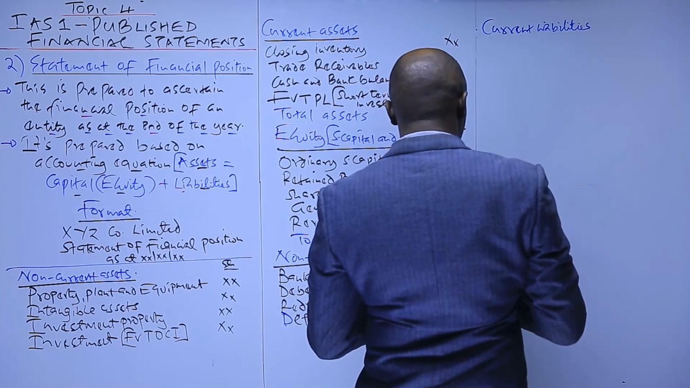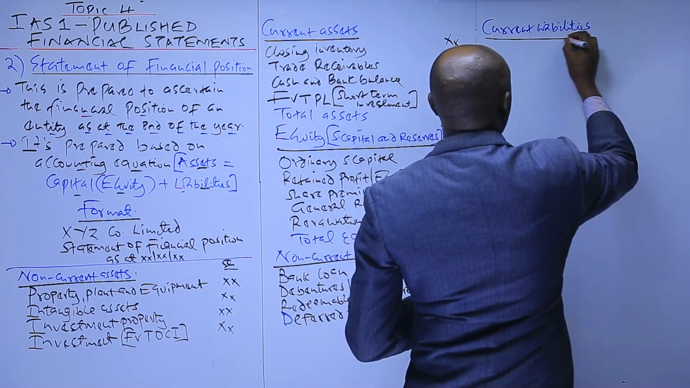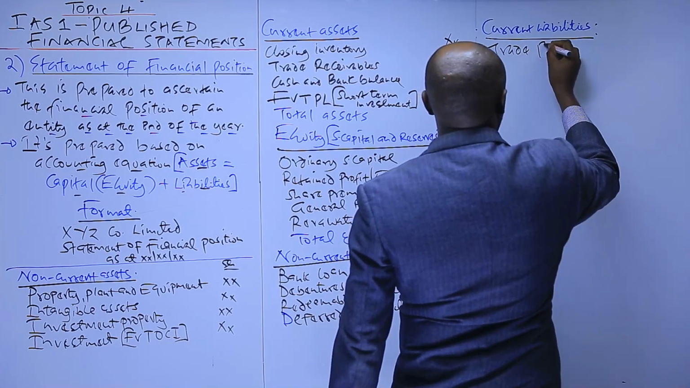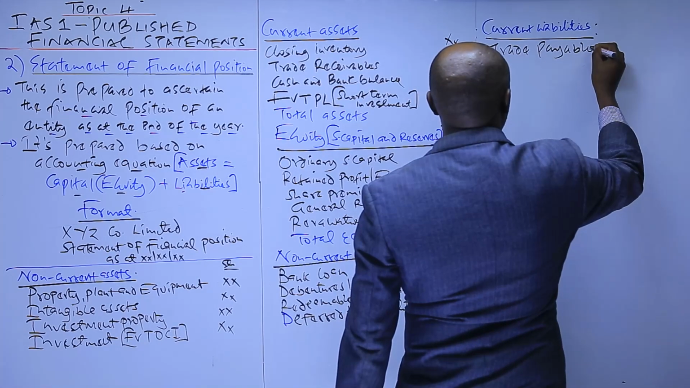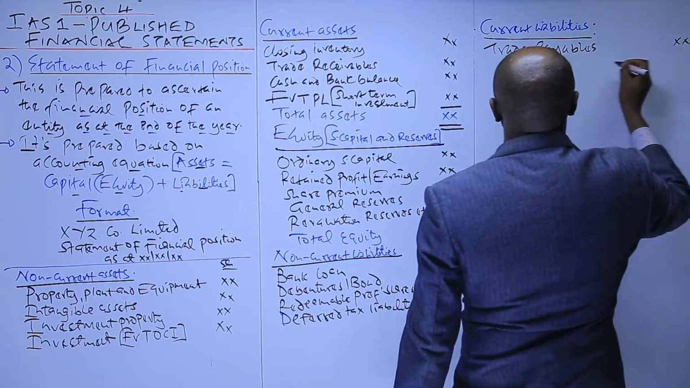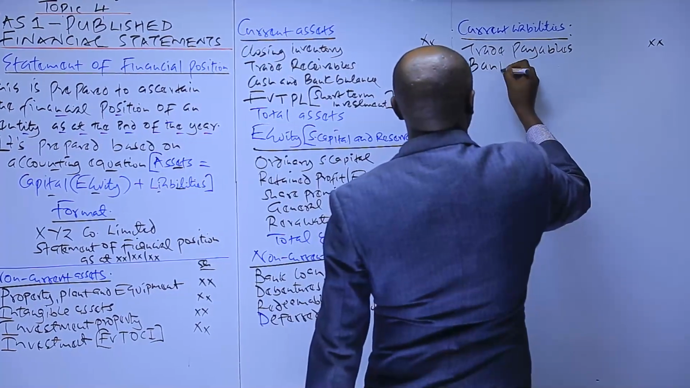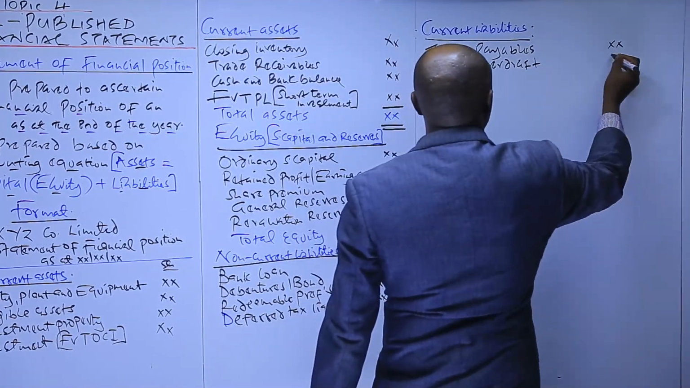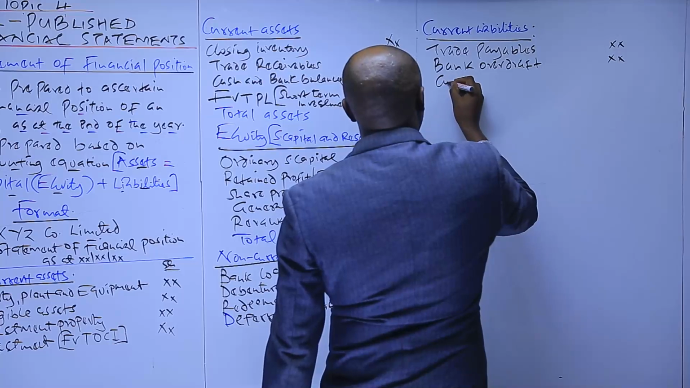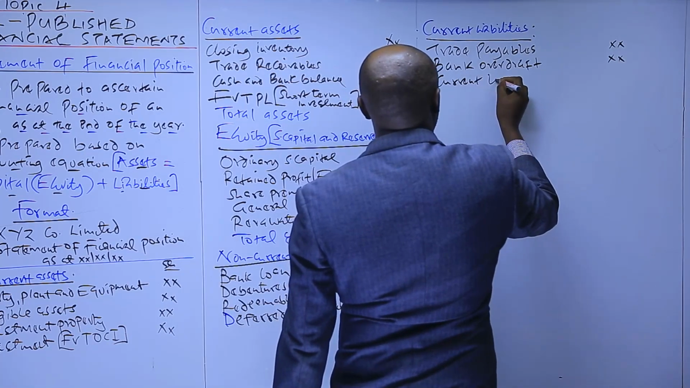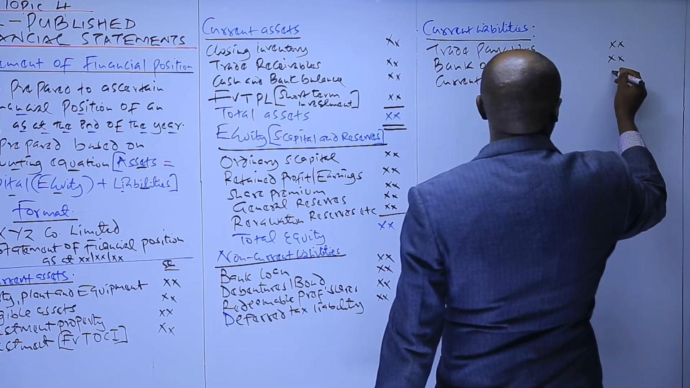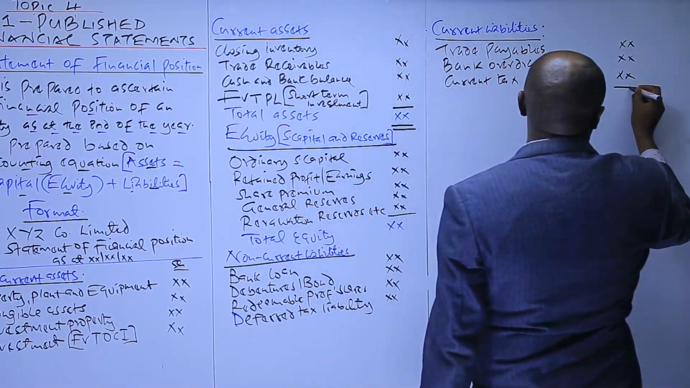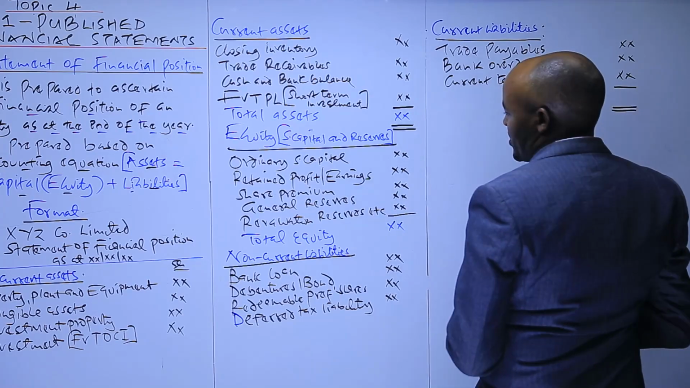Current liabilities are short-term financial obligations of the company. They include things like trade payables, the amount of money which is owed to the suppliers, also something like a bank overdraft, and also the current tax. The current tax is the tax which was payable by the company during the current financial year. So those are some of the common items of the current liabilities.